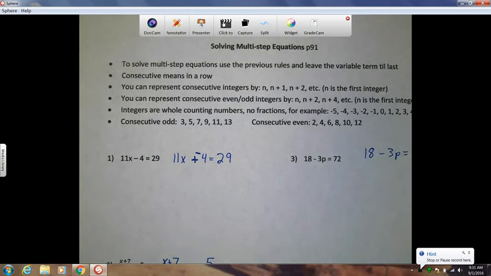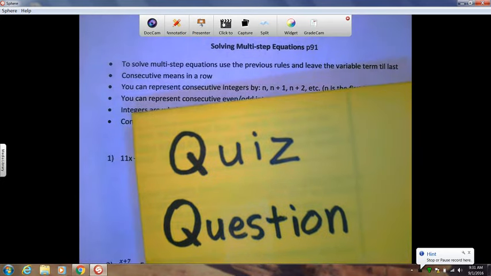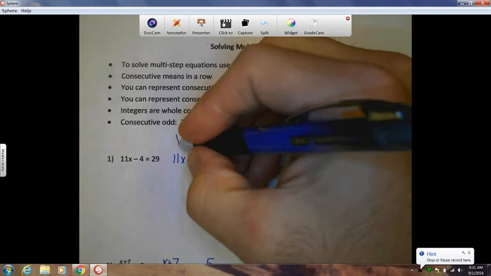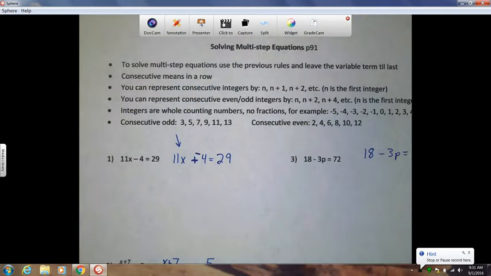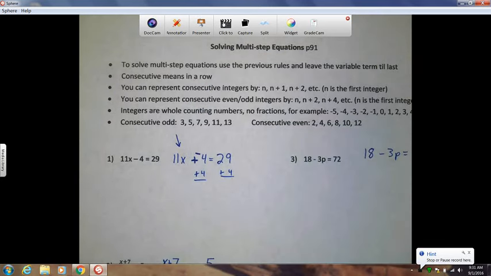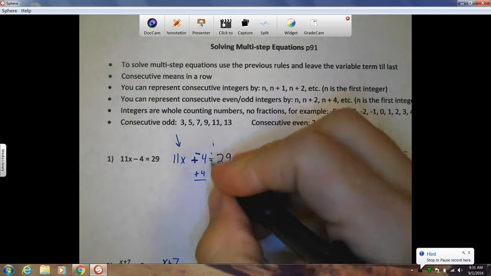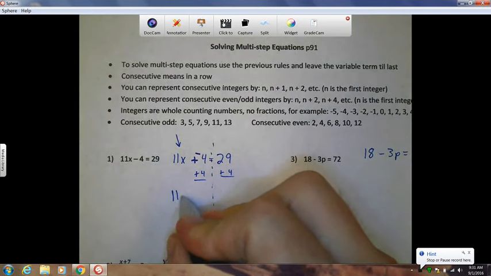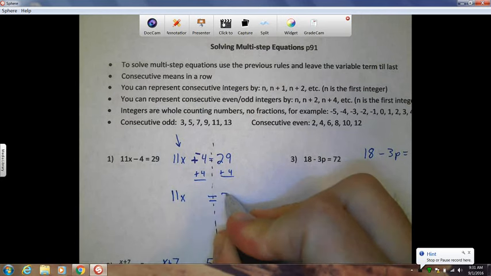Okay, the next thing I want to do, make sure you remember this, is I'm going to leave the variable term till last. My variable term is this, so I'm going to leave that till last. I'm going to take care of this -4. Since it's a -4, I'm going to add 4 on both sides. And just to make sure you're not confused, I'm going to put a dashed line here where the equal sign is. I have to do the same thing on both sides. So I'm left with 11x equals 33.